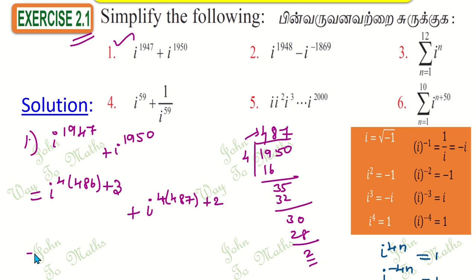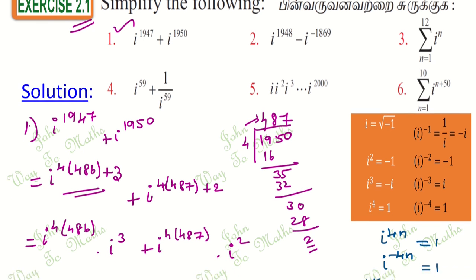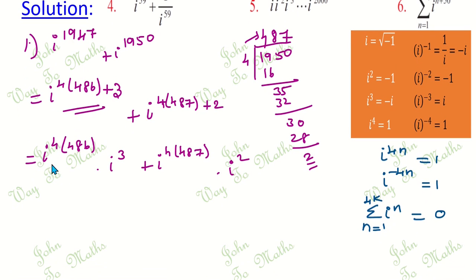So which is equal to, using the law of indices, i power 4 times 486 into i power 3, plus i power 4 times 487 into i square. Here we have said that i power 4n is equal to 1. So instead of n we have 486, and similarly here instead of n we have 487. So this becomes 1.